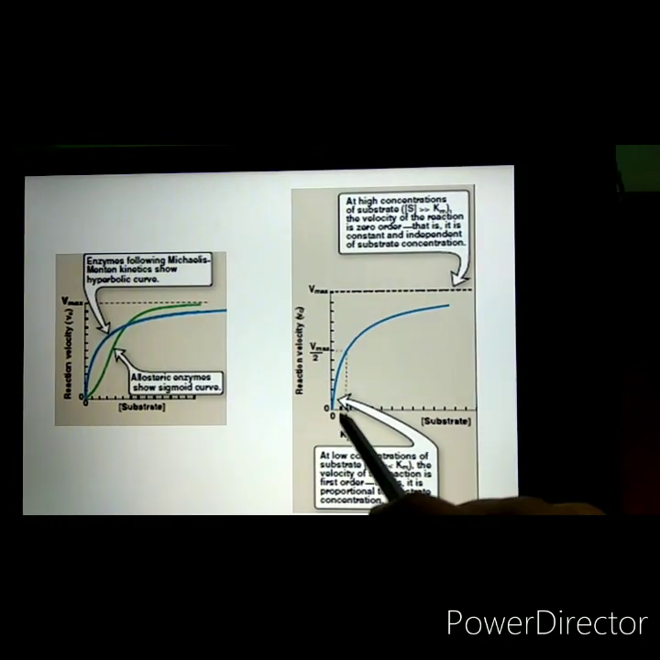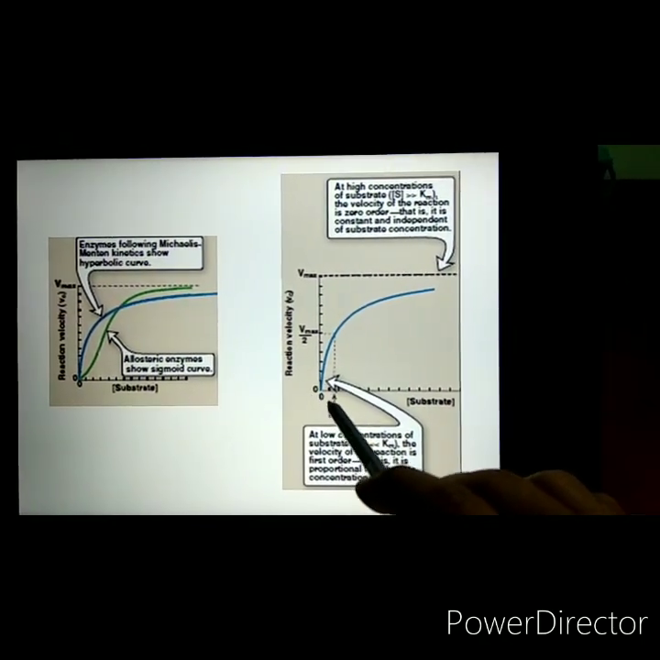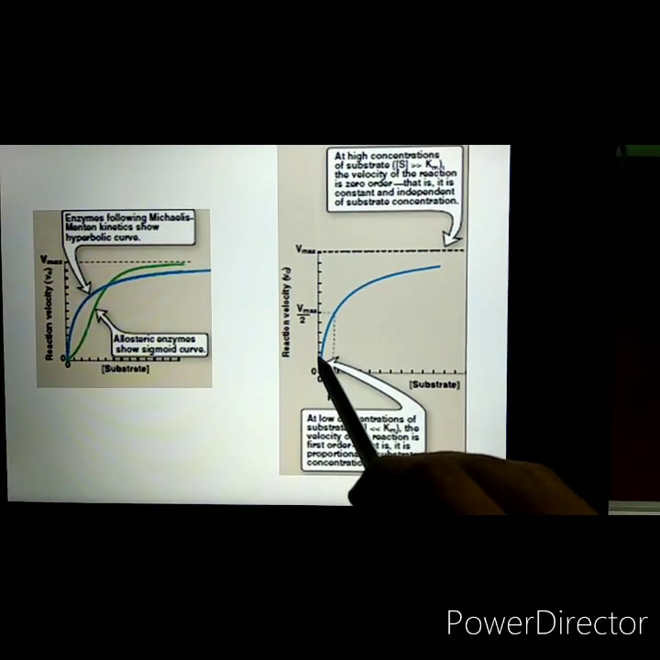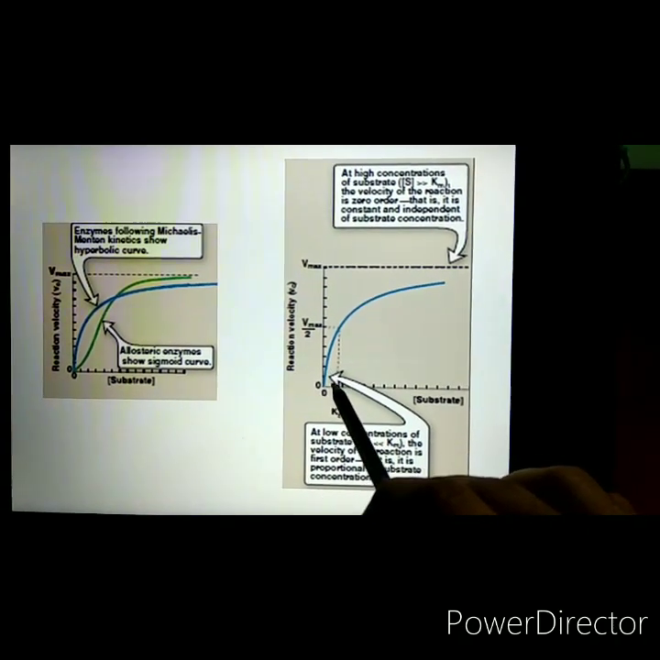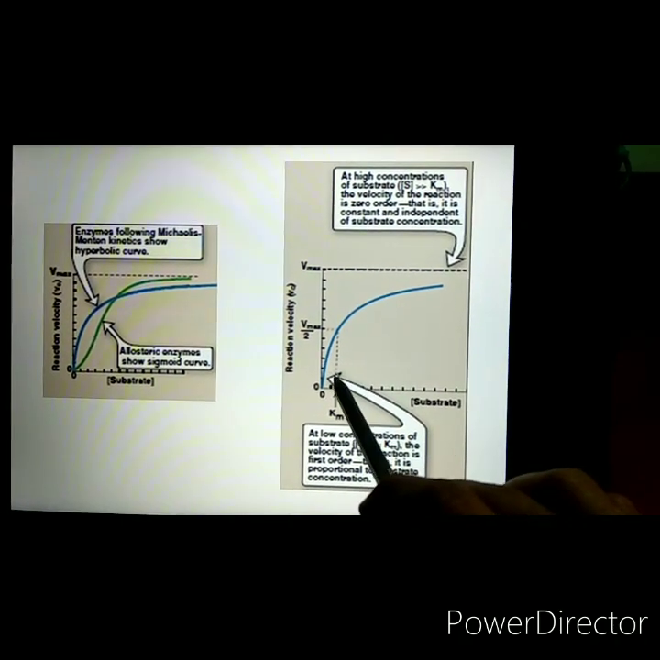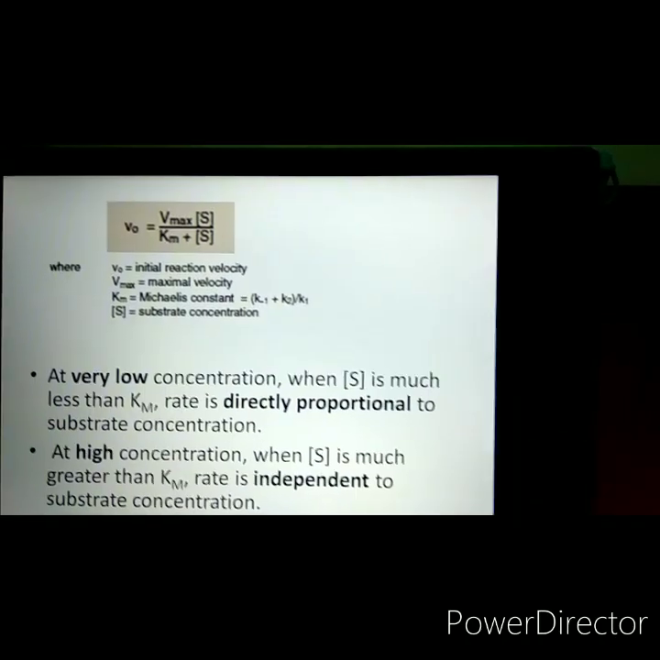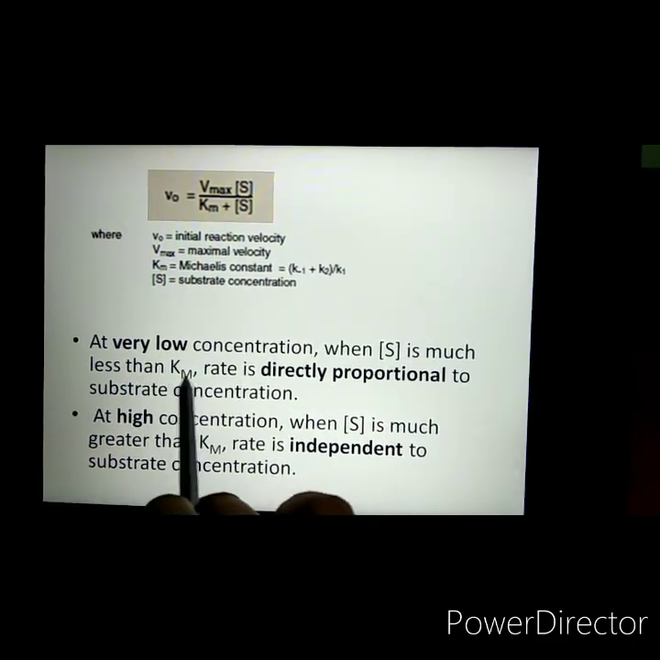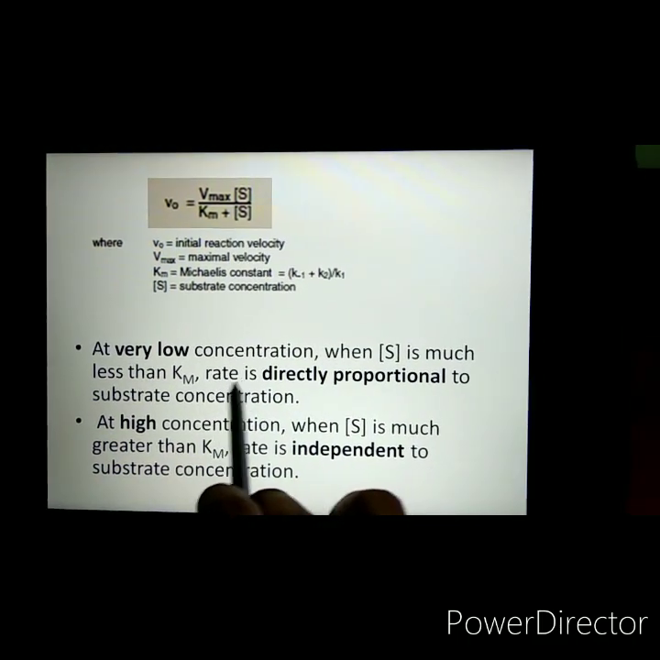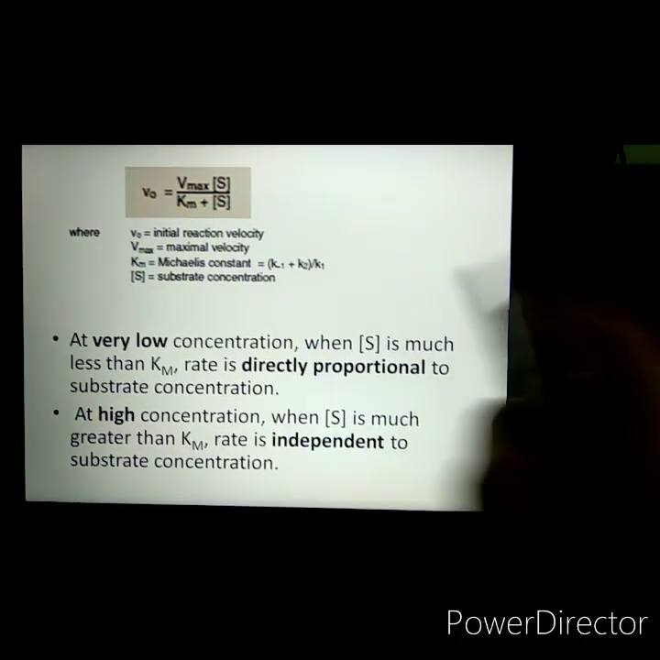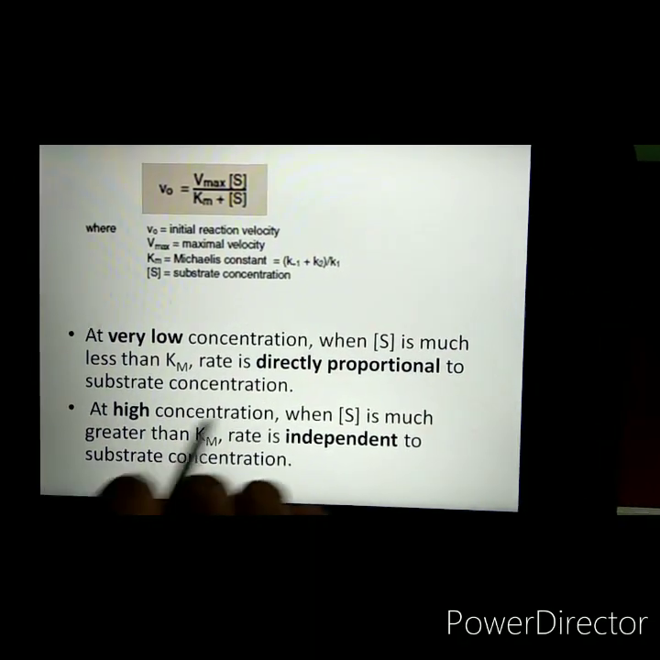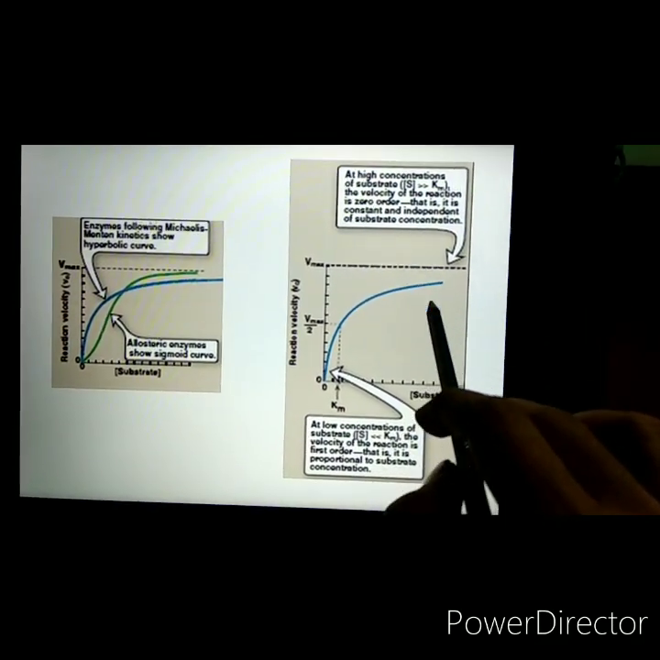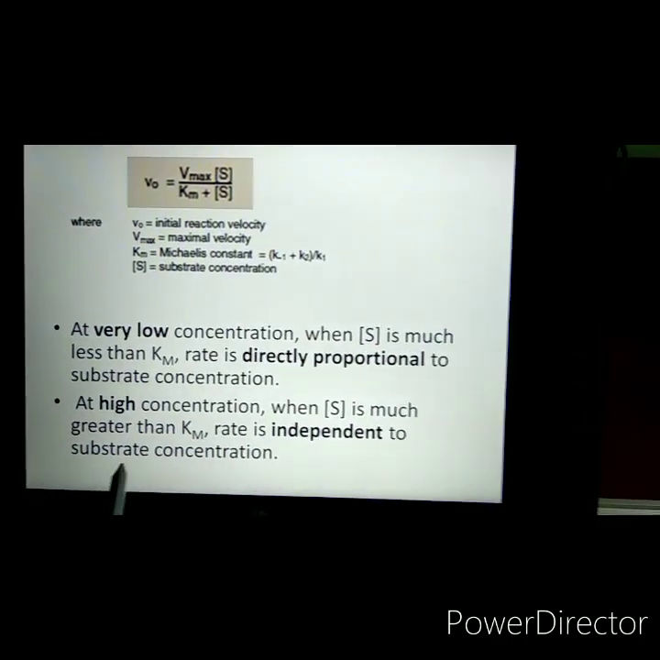In the second graph, at low substrate concentration, the velocity of the reaction is directly proportional to the substrate concentration. At very low concentration, that is when substrate is much less than Km, the rate of the reaction is directly proportional to the substrate concentration, while at high substrate concentration, the rate of the reaction is independent of the substrate concentration.